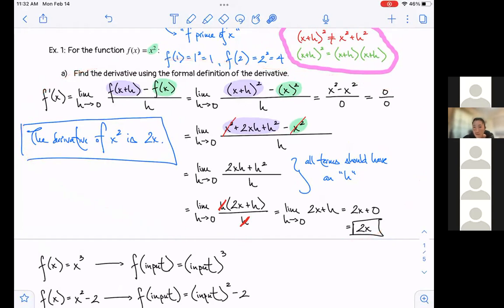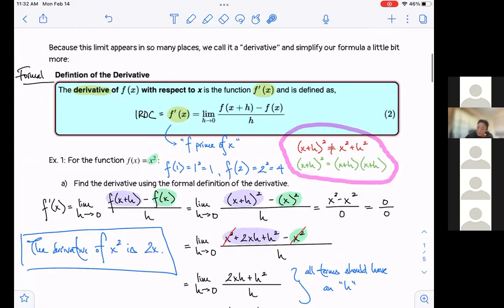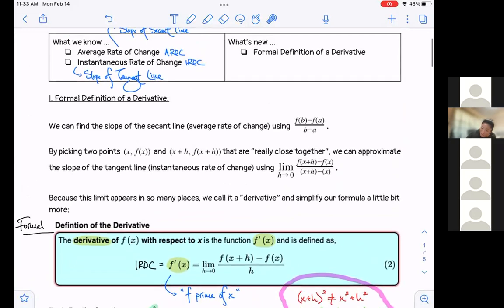I see a question in the chat. What is the simple definition of a derivative? Are you referring to the formal definition? Yeah, I don't know that there's a simple definition, but we will start to talk about that more on Wednesday. Okay, we'll talk a little bit. Wasn't necessarily just what's the purpose of the derivative, but I guess it's just the IROC, which is the instantaneous... Like, okay. It is, and let's think about this.